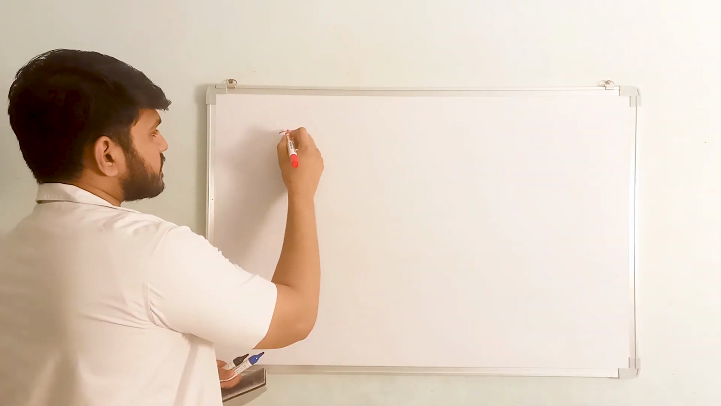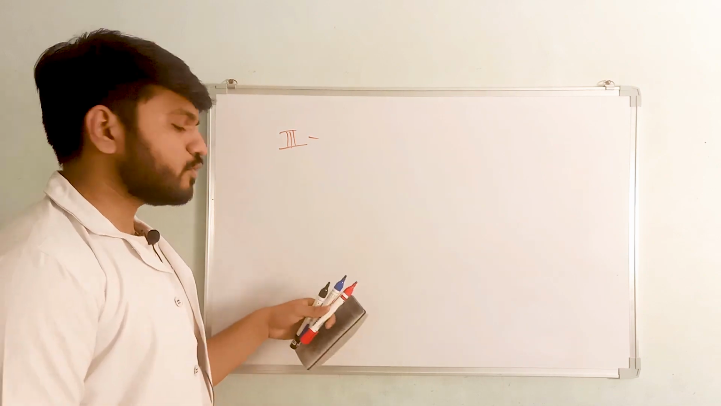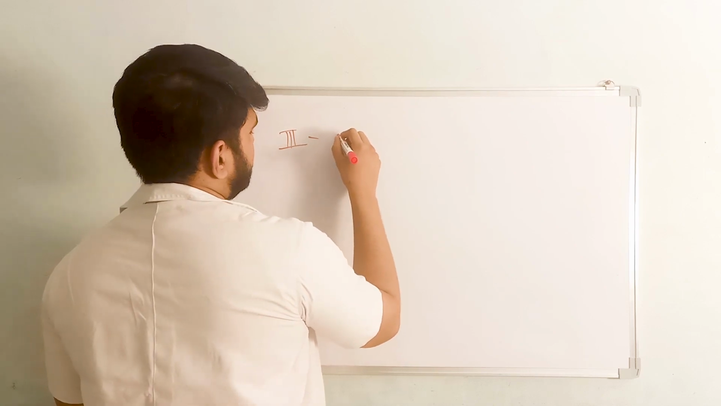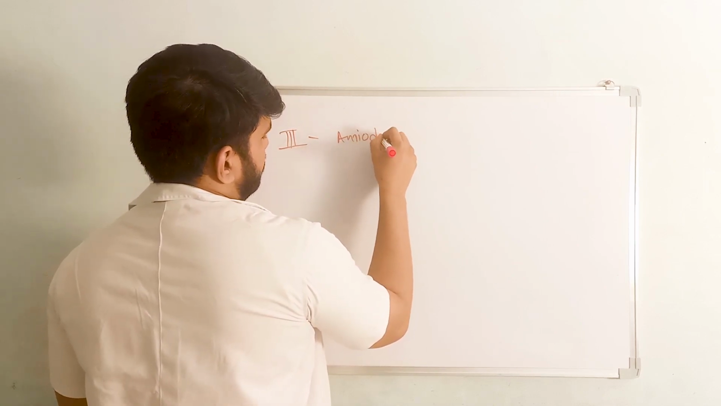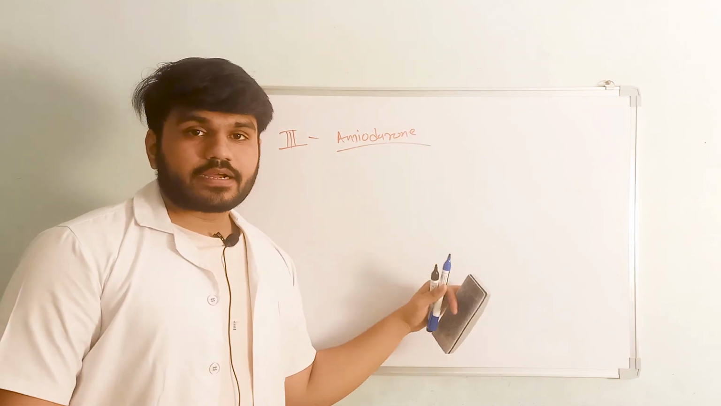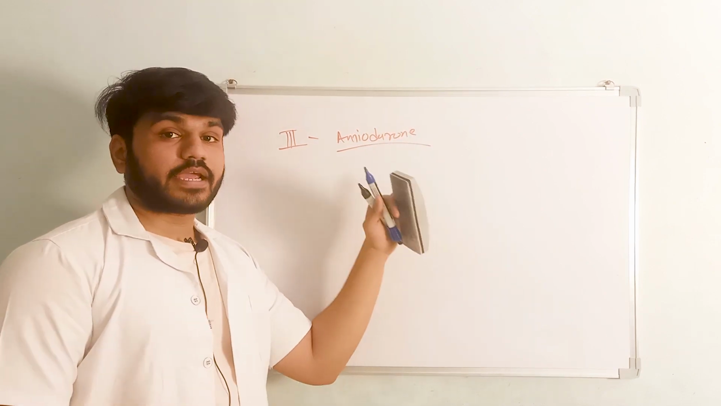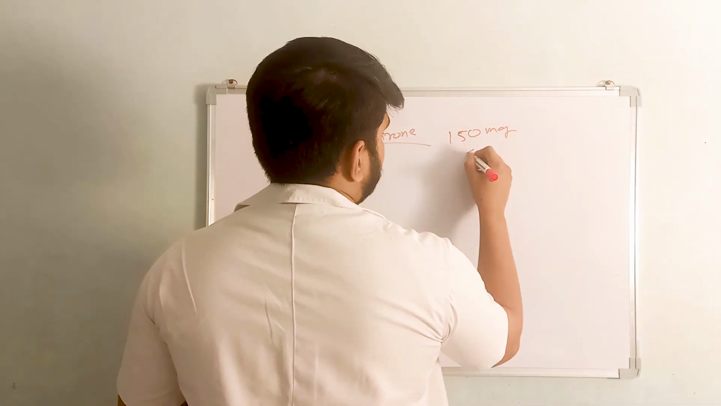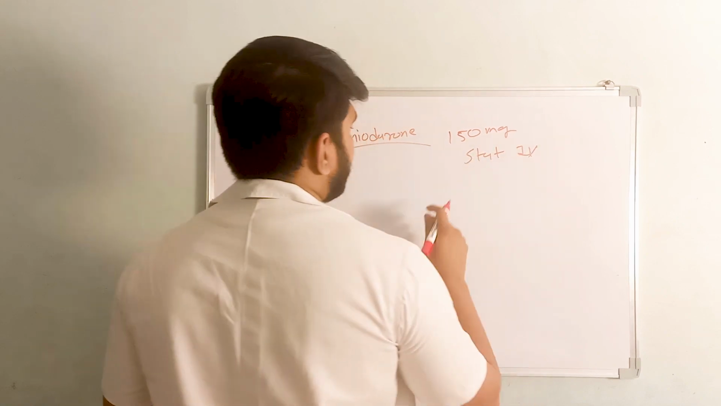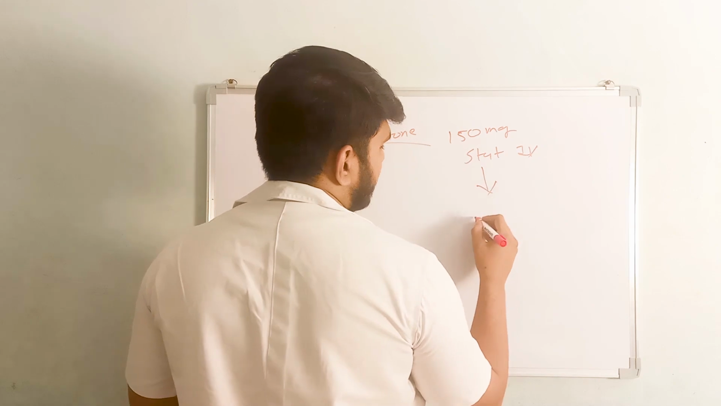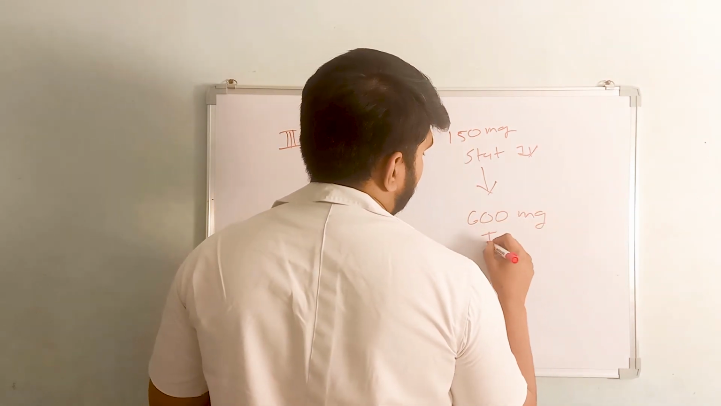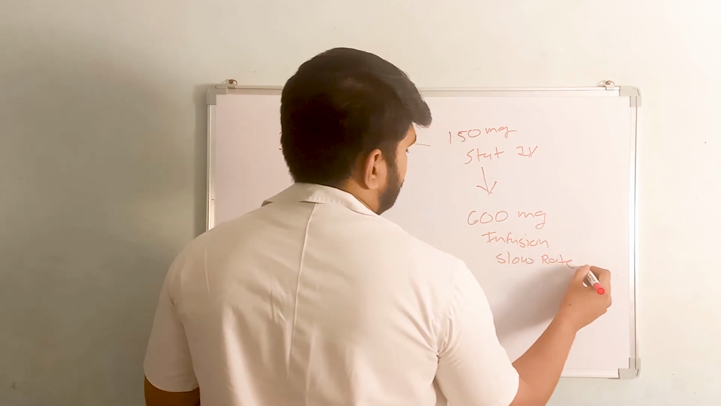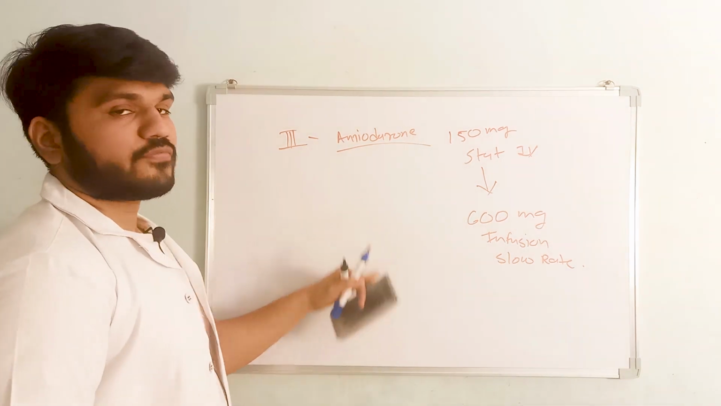So moving forward with class 3 drugs. Class 3 drugs also we will use in atrial flutter and atrial fibrillation, and the most often used drug is amiodarone. I have worked in a cardiac hospital. Whenever a patient used to present with atrial fibrillation, we used to give them amiodarone, which is 150 mg stat IV. Okay, and if it doesn't resolve, then we will give 600 mg in infusion at a slow rate. And this used to make the atrial fibrillation go away.